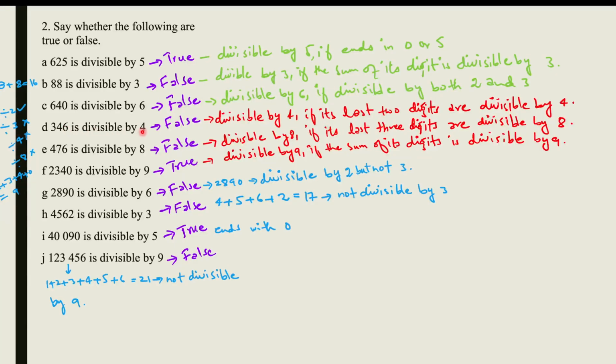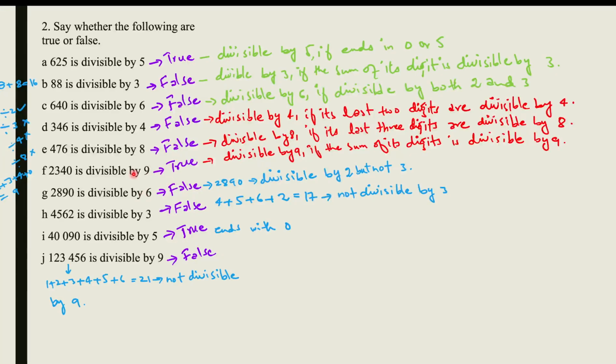346 is divisible by 4, so if the last two digits are divisible by 4, then it's divisible by 4. So in here, 4 and 6, if we take, 46 is not divisible by 4, therefore it is false. For 8, we are having the test that if the last 3 digits are divisible by 8, so it's already a 3-digit number, so we check the long division and see if it's divisible by 8 or not. Since it's not, therefore it is false.